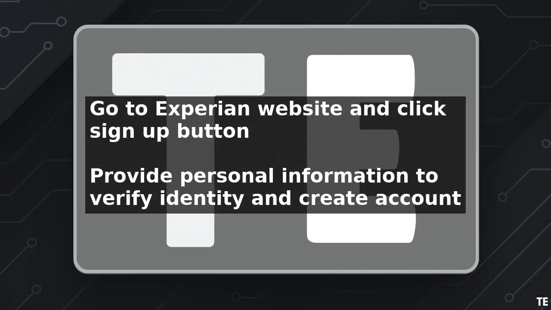To create an Experian account, start by going to the Experian website and clicking on the Sign Up button. You will be asked to provide some personal information, including your name, address, and social security number. This information is used to verify your identity and create your account.